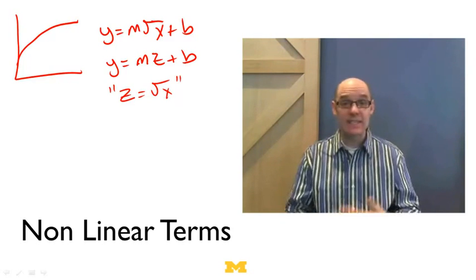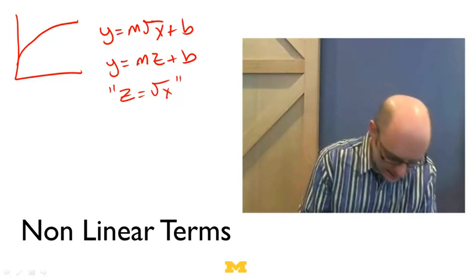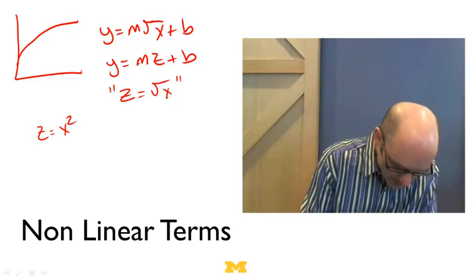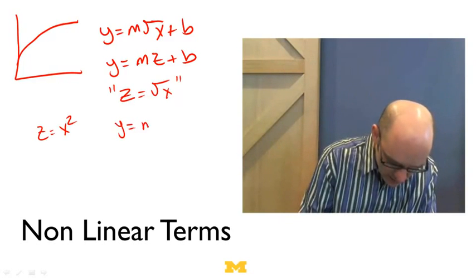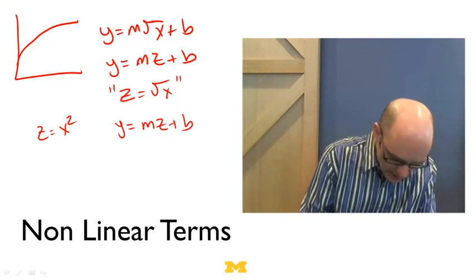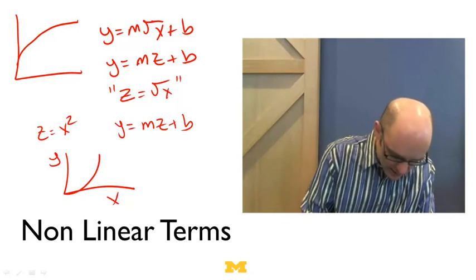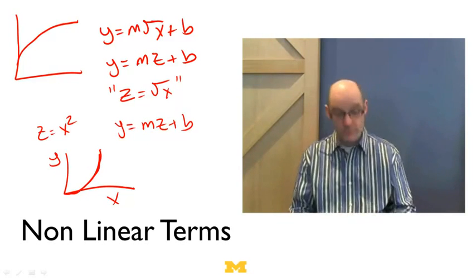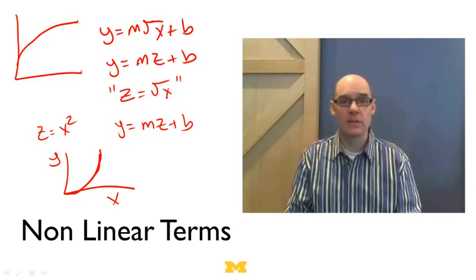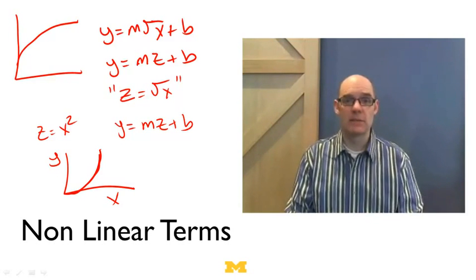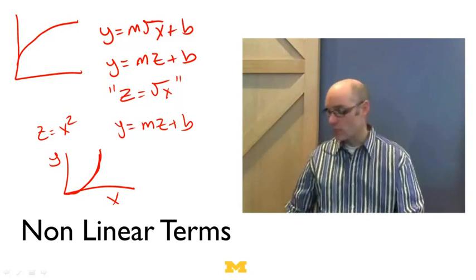In fact, I could let z be anything I want. I could let z equal x squared. If z equals x squared, and I write y equals mz plus b, what that would do is fit something that looks like this, where here's y and here's x, where it sort of goes up like a squared curve. So another way I can deal with nonlinearities is just to include nonlinear terms and treat them like they're linear terms. So we've learned 3 things, right?